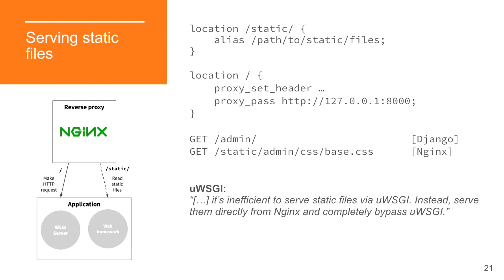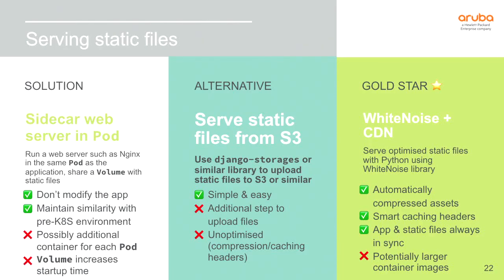And the WSGI documentation says, you know, it's inefficient to serve static files using WSGI. So that's the recommended system. But obviously we need an nginx to do that. So the first solution is we use that same sidecar proxy, and then we can set up a volume that will contain the static files, and this will be shared between the two containers. Similar advantages to the last problem solution I talked about, so you don't have to modify the app.